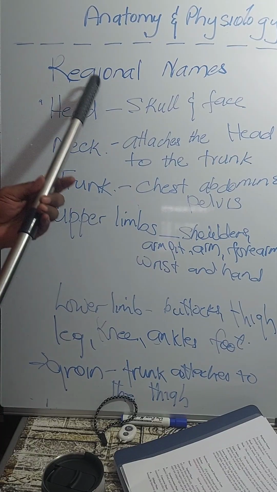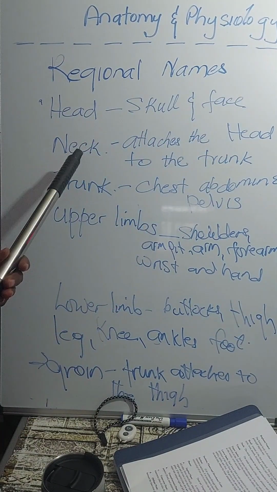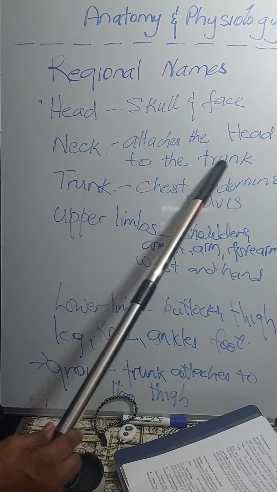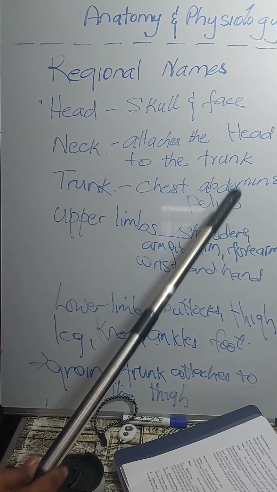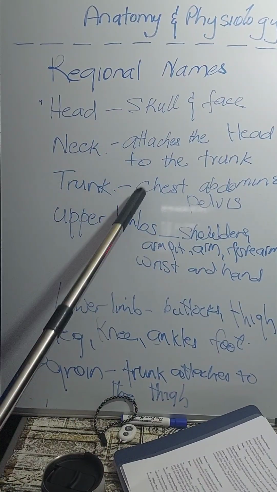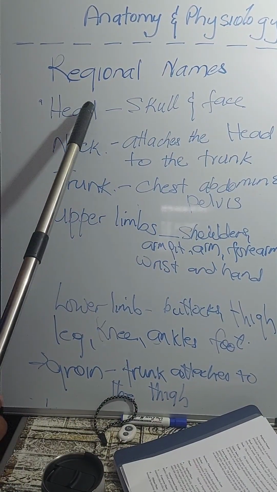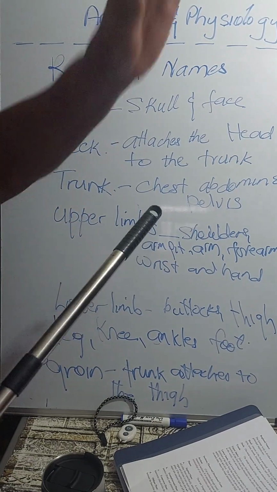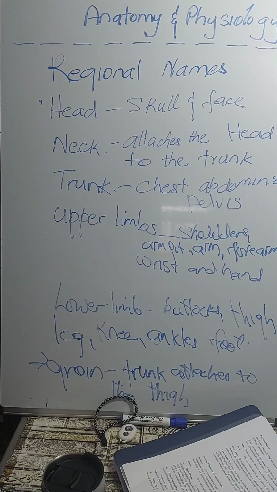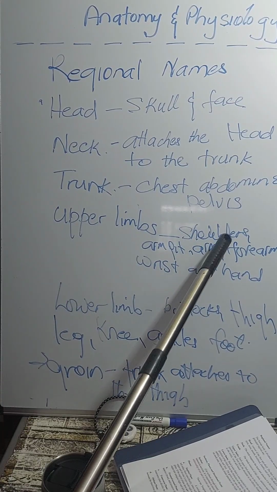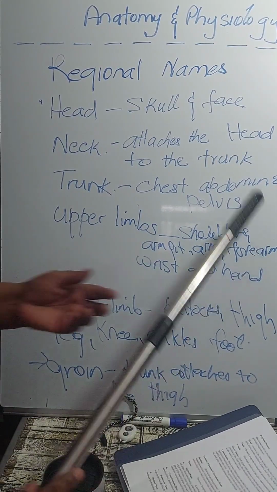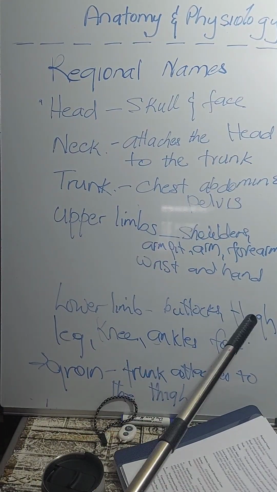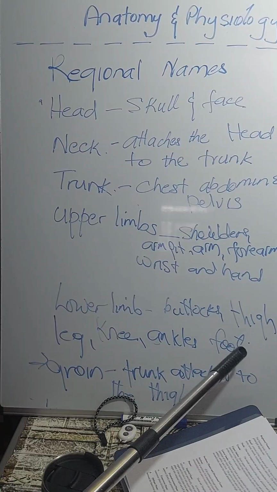Then the next regional part that we can observe is the neck. You can see a person's neck. And the neck is what attaches the head to the trunk. And the trunk now is our chest, abdomen, and our pelvis area. So we have the head, we have the trunk, and the neck as a connection for the head and the trunk. Then we talk about our limbs, our arms, right? We have upper limbs and we have lower limbs. So upper limbs consist of our shoulders, our armpits, our arms, our forearms, our wrists, and our hands.